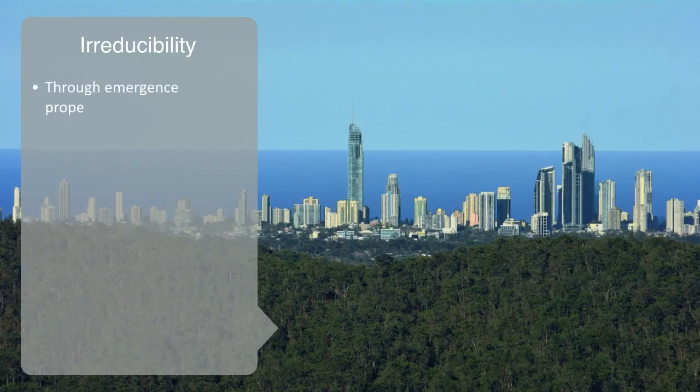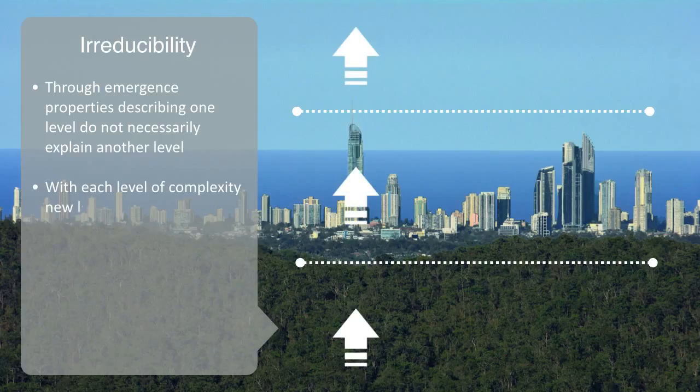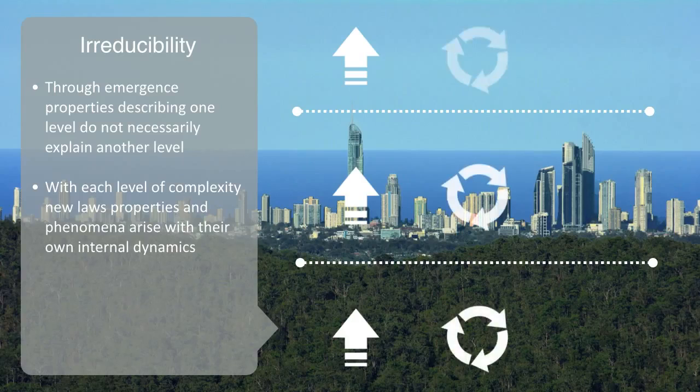Through emergence and phase transitions, properties describing one level of a complex system do not necessarily explain another level, despite how intrinsically connected the two may be. At each level of complexity, new laws, properties, and phenomena arise with their own internal dynamics that are specific to that level of organization and can't be reduced to simple aggregates of lower-level phenomena.